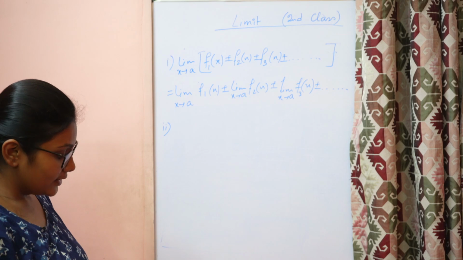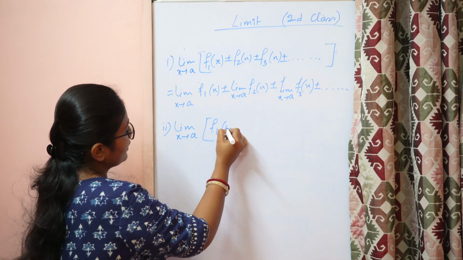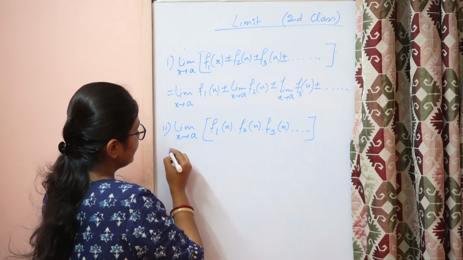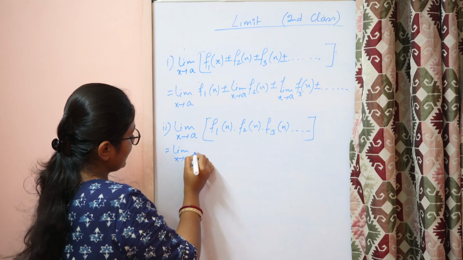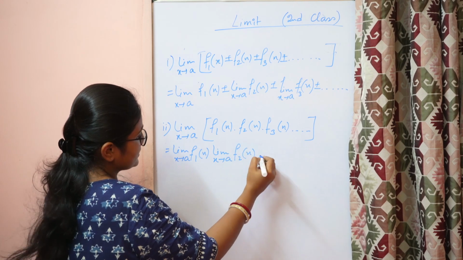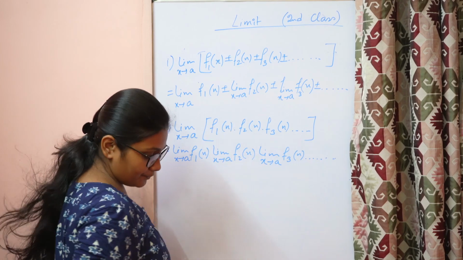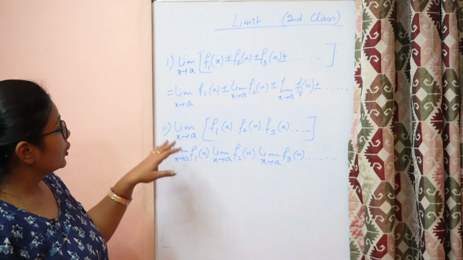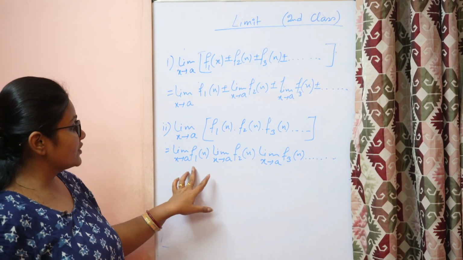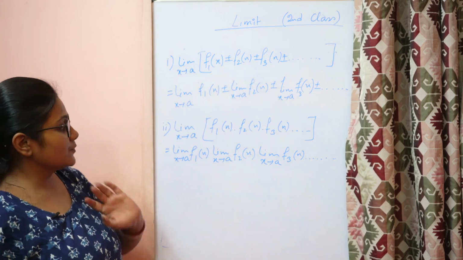And what is the second property? The second property is limit x tends to a of f1(x) dot f2(x) dot f3(x) continuation, that is equal to limit x tends to a f1(x) times limit x tends to a f2(x) times limit x tends to a f3(x) and continuation. So the limit of the whole product of the functions can be written as the product of individual limits. Same for the addition and subtraction also.